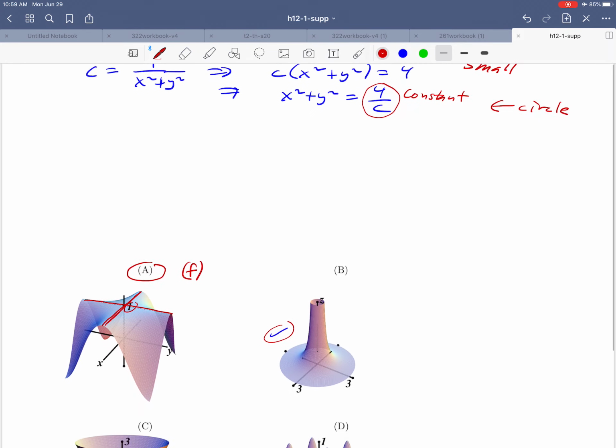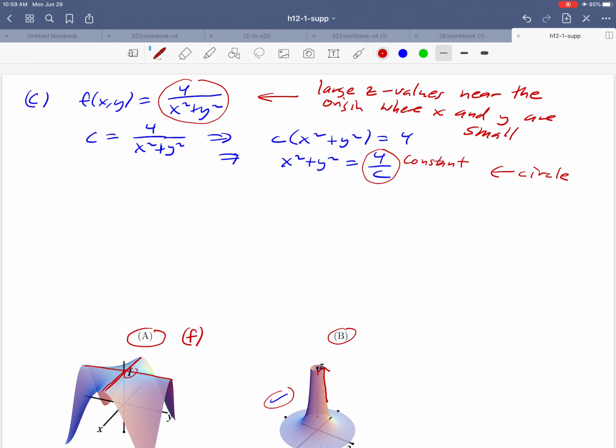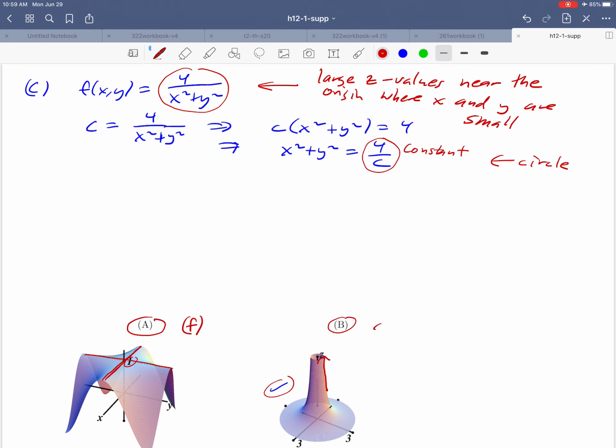If you think about it, that's a match to the behavior of graph B. You can kind of see that if you put yourself on the surface and you get closer to the origin, z is going off to infinity. It's getting really, really big. It's like we have an asymptote there. And that's a way of kind of pinning down the fact that B goes with little c, formula little c.